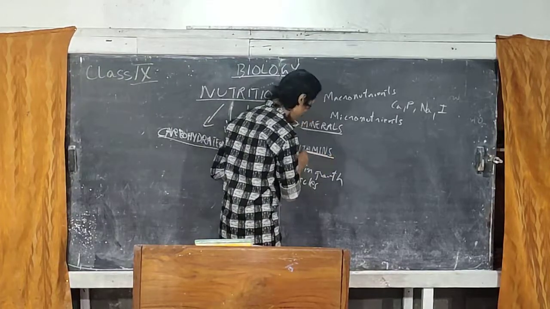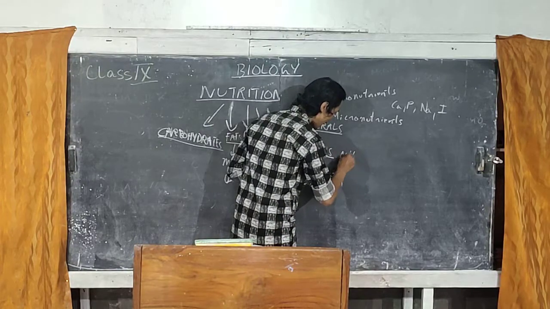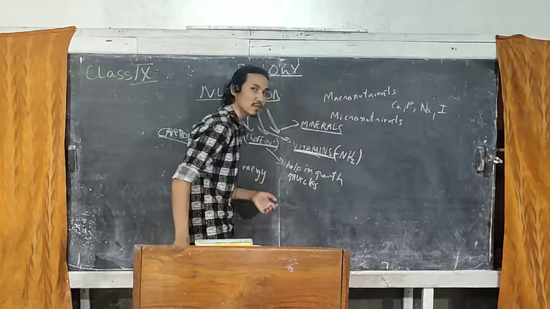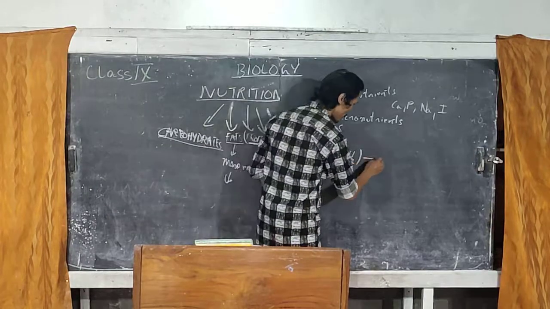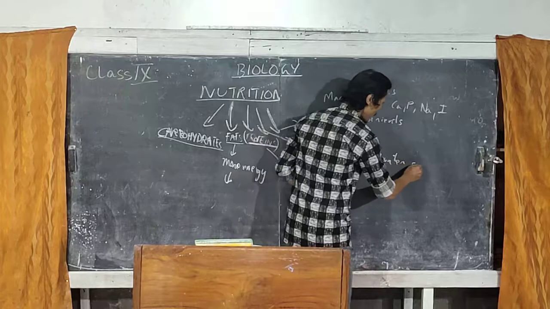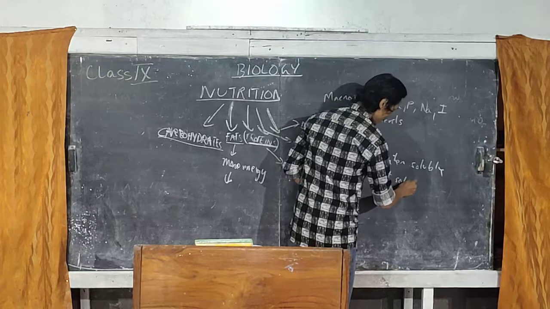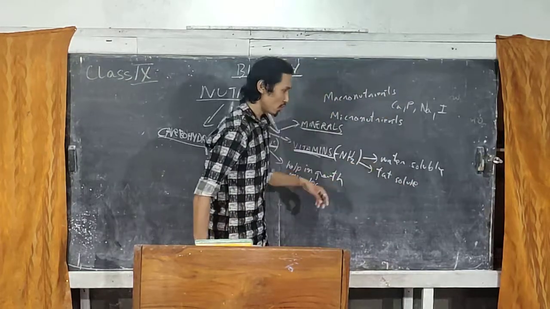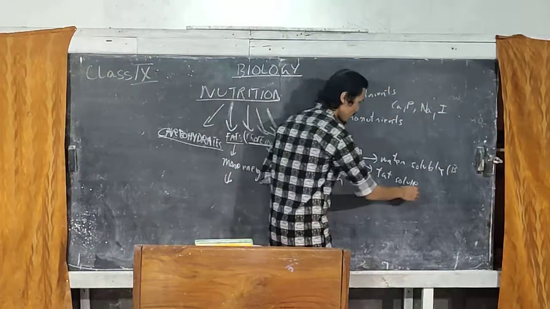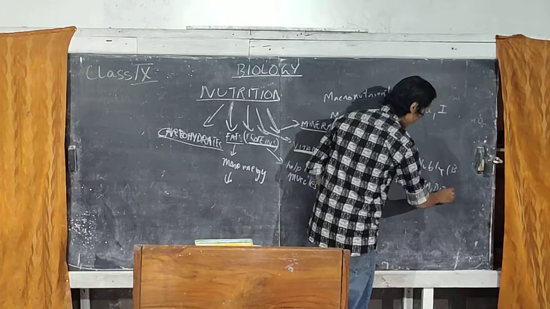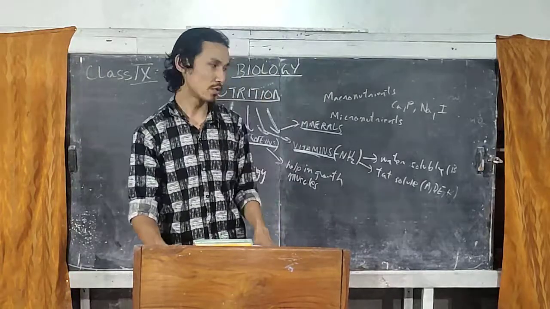Next is vitamins. Vitamins means vital amines, and they all have amines in them. Amine is represented by NH2. Vitamins can be classified into two groups: water soluble and fat soluble. Water soluble consists of vitamin B complex, and the fat soluble vitamins are A, D, E, K. Vitamin D, as you all know, you get from the sun, which is good for the growth of the bones.